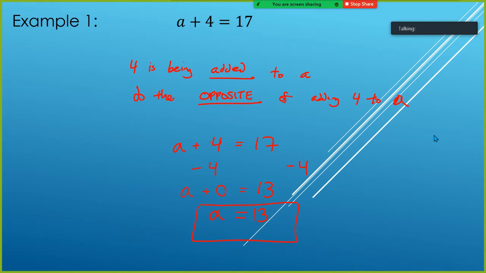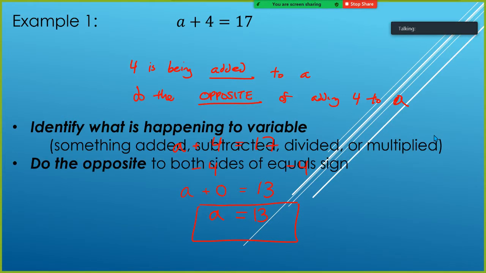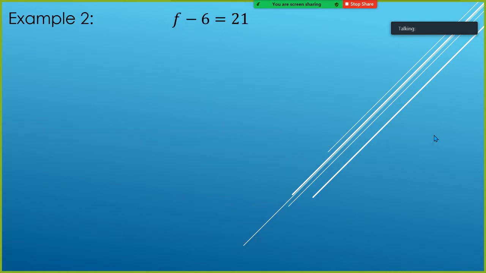Okay, let's look at some more. Oh, and I should have done that first. So identify what's happening to the variable. And when I say what is happening, I mean any operation. So specifically, is it being added, subtracted, divided, or multiplied? And then, like I said earlier, we do the opposite to both sides of equal sign.